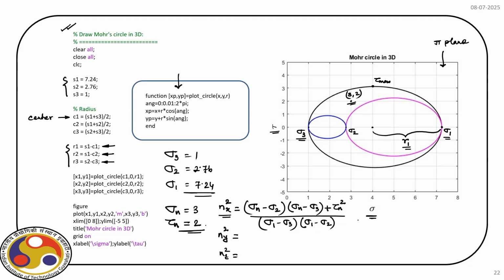So, this again I leave it as a home task for you. You just put the values of sigma n, tau n, which is 3 and 2 in this case, and then we have sigma 1, sigma 2, sigma 3.